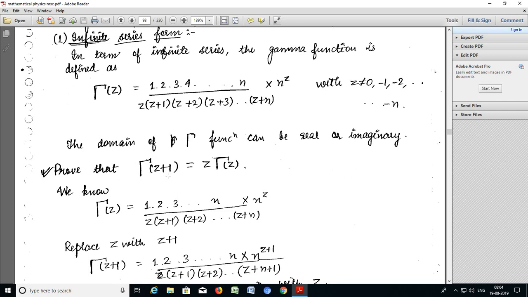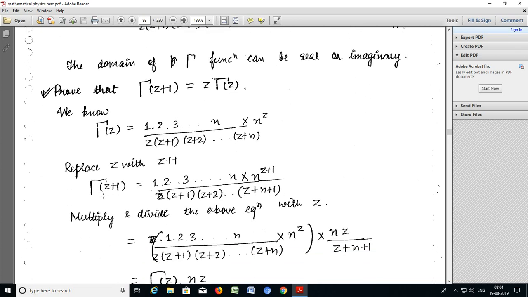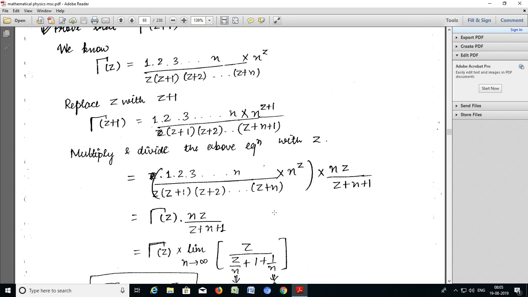The first property: gamma of z plus 1 is equal to z into gamma of z. Now we know that gamma z is this definition. Let us replace z with z plus 1. So gamma z plus 1 can be written as 1, 2, 3 up to n raised to the power z plus 1 over z plus 1, z plus 2 up to z plus n plus 1. Multiply and divide the above equation by z.